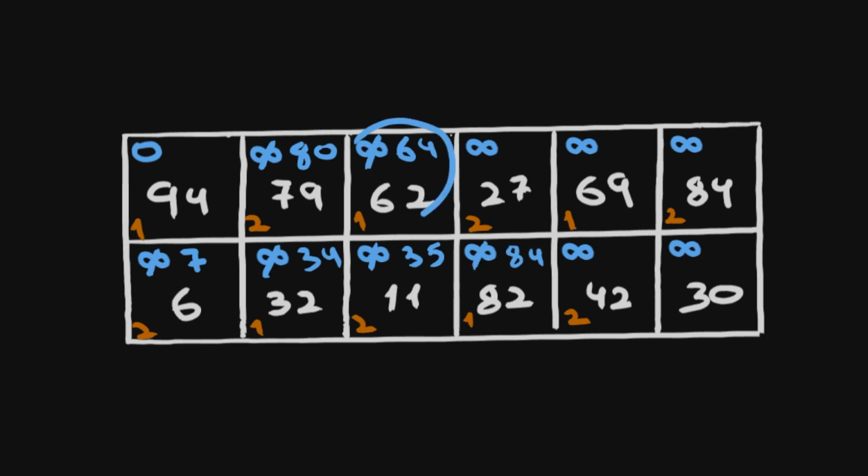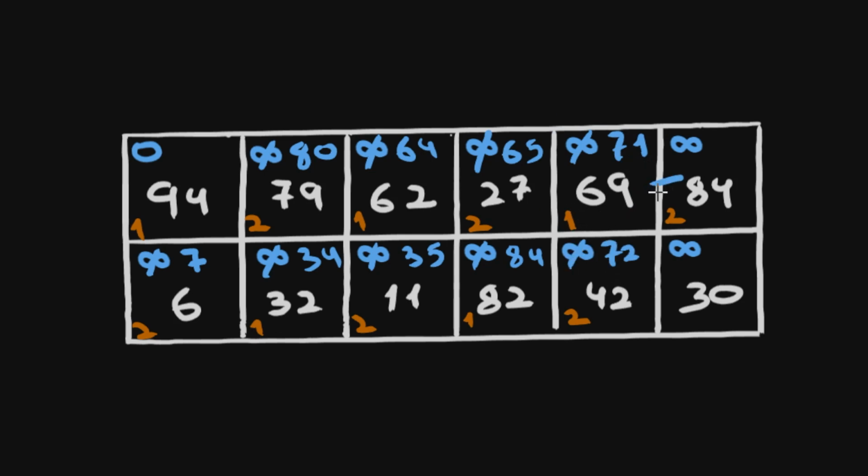And now we are here. The maximum between this and this is 64. 64 plus 1 is 65, which is smaller than infinity. And now we are here, and the maximum between 65 and 69 is 69, plus 2 is 71. Now we are here, and the maximum between 71 and 42 is 71, and 71 plus 1 is 72.